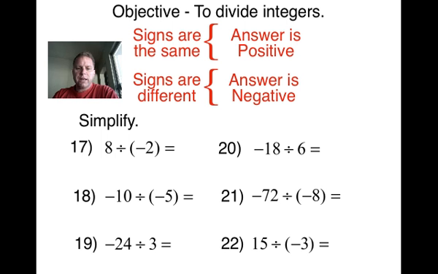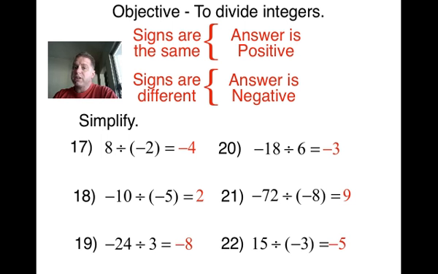Okay, so 8 divided by negative 2, signs are different. That will be negative 4. Negative 10 divided by negative 5, signs are the same. That means the answer is going to be positive. That would be 2. Negative 24 divided by 3, signs are different. That means we're going to have a negative 8 for an answer. Number 20, negative 18 divided by 6, signs are different, so we get negative 3 there. Negative 72 divided by negative 8 is a positive 9. And 15 divided by negative 3, signs are different. That will give us negative 5.